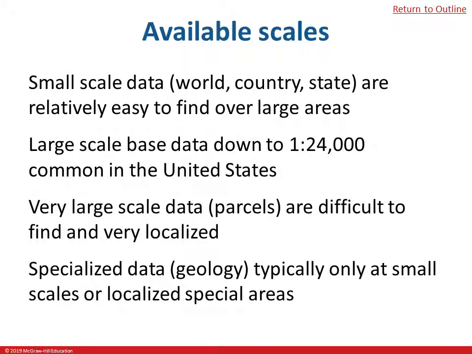So when we look at these available scales, small scale data, world, country, state are relatively easy to find over large areas. Large scale base data down to 1 to 24,000 is really common in the US. Very large scale data, parcels, are difficult to find, and usually they're very localized because there's no concerted effort globally or even nationally a lot of times to put this together. So when you're looking at individual parcels of who owns what land, for example, you're usually only going to find that within some local entity. And if you need it across a larger area, you're going to have to find it from each of the entities that make up the area that you're looking at.